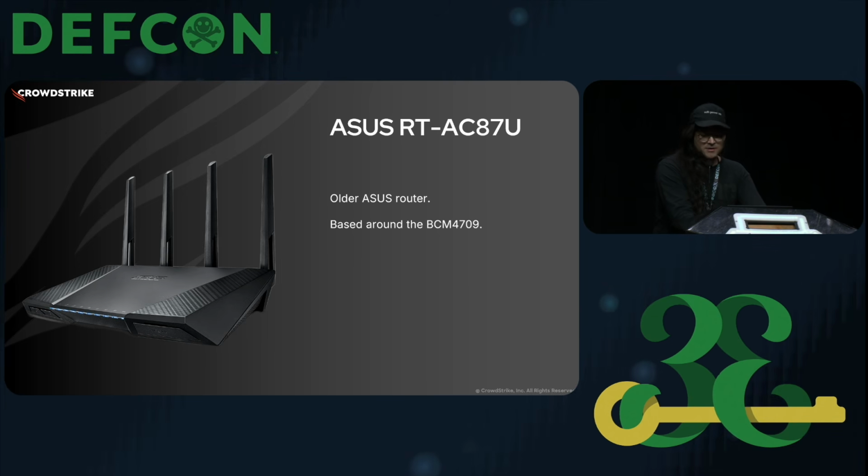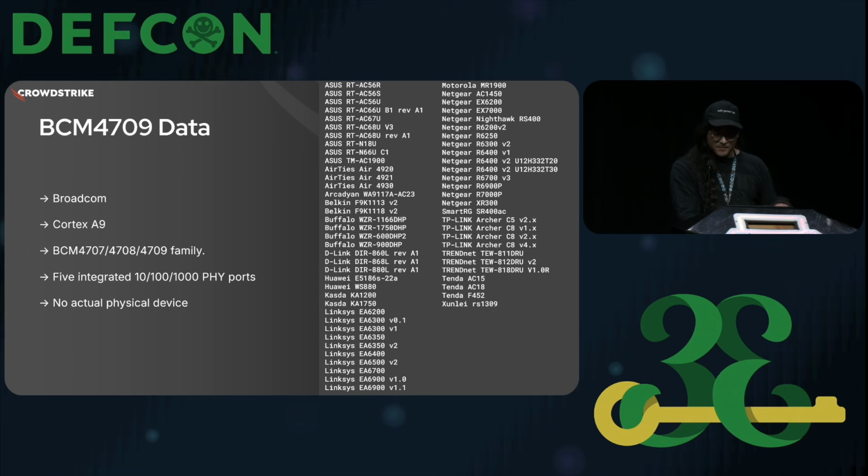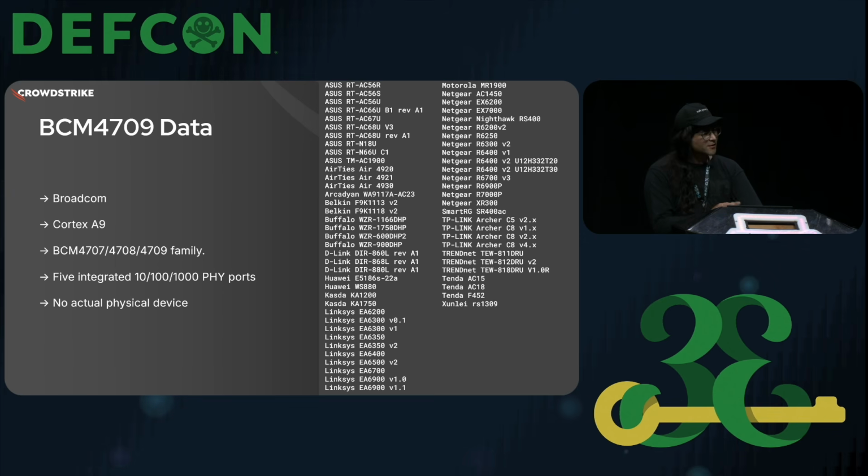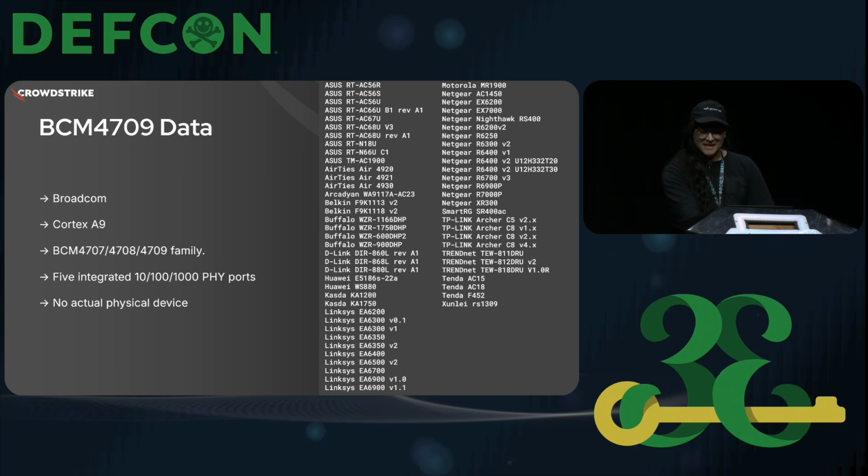It's an older Asus router. It's the AC87U. It was released in 2014. It went end of life probably 2021. It's based around the BCM4709, which is a Broadcom SoC. The 4709 is used in quite a few routers. It's a router SoC with a Cortex A9 core. It's in the broader BCM4708, 4707, 4708, 4709 family. It has an integrated Ethernet stack.